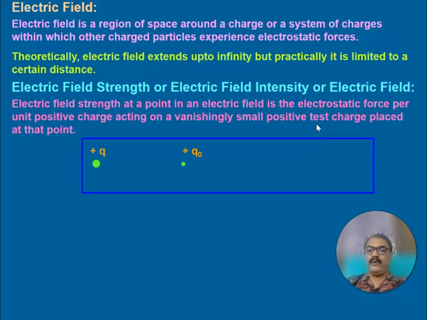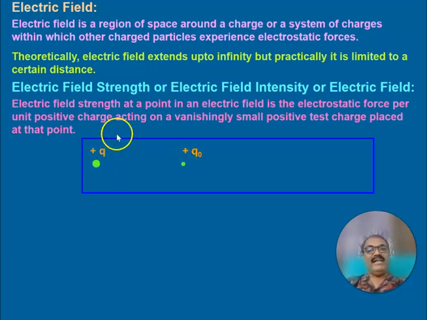Why do we need to take a vanishingly small charge? Because the source charge should not get disturbed by this smallest charge. Otherwise, what will happen? If I take a bigger one here, the source will get repelled and move away. That should not happen. So the very small charge placed at that particular point we call a vanishingly small charge.